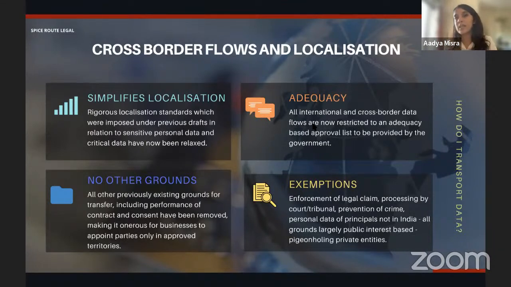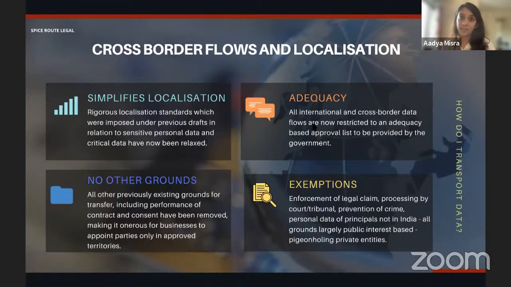And the way the Indian outsourcing industry, for example, is structured, the way India acts as a hub for most things when it comes to technology innovation, having a limited ground to transfer data, basing it on an adequacy decision, is extremely limiting. Which basically means that if I have servers, if I have customers, if I have sub-processors in countries that the Indian government doesn't deem adequate, I'm stuck with the localization requirement. And that is, I think, one major problem we see with the bill.